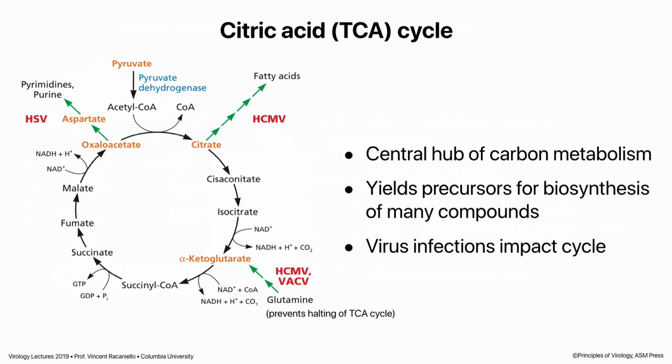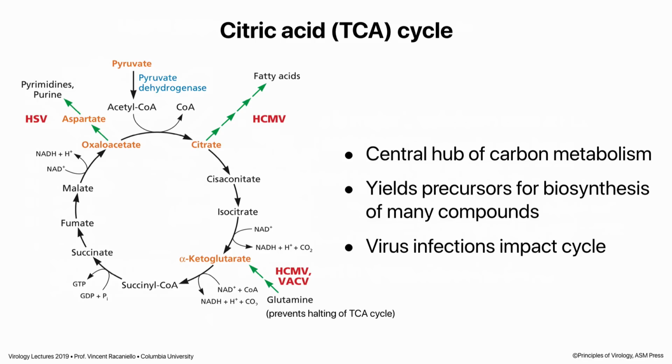So for example, human cytomegalovirus pulls citrate out of the cycle so that it can make fatty acids for its membranes. And if you do that, you're going to stop the whole cycle, take energy production away. So what HCMV does is takes glutamine and pulls it into this cycle at alpha-ketoglutarate, and that can resume the cycle. So it pulls out at the level of citrate to make fatty acids, pulls in glutamine, and you can complete the cycle and make some energy as well.